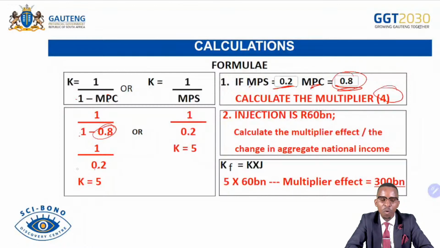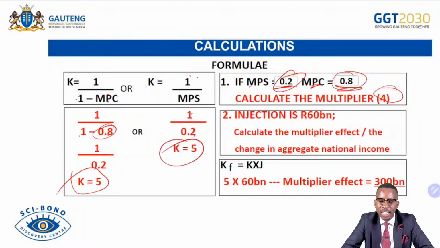Let's check again using another formula for MPS. K equal to 1 over MPS. Let's substitute. Our MPS is 0.2. So 1 over 0.2 will give us 5. So the value of the multiplier equals 5. So now let's continue with number 2.